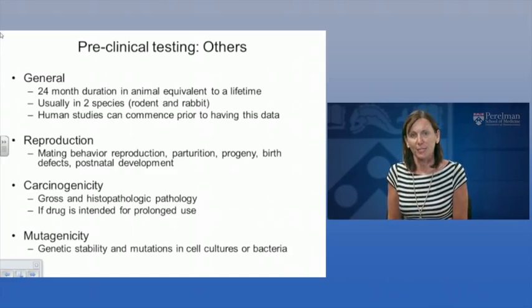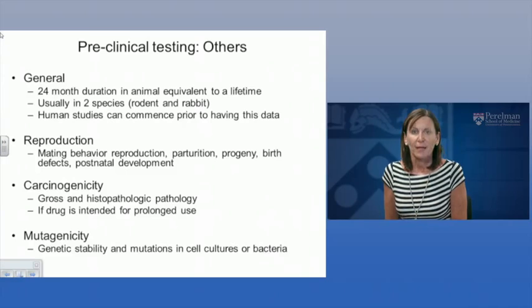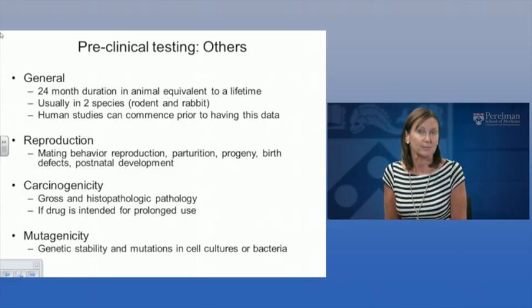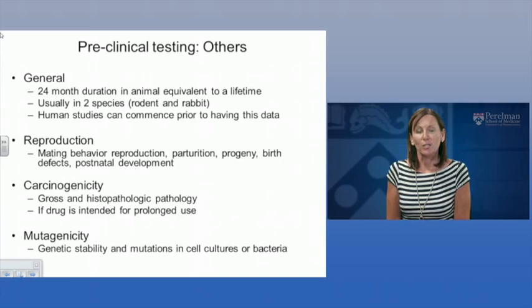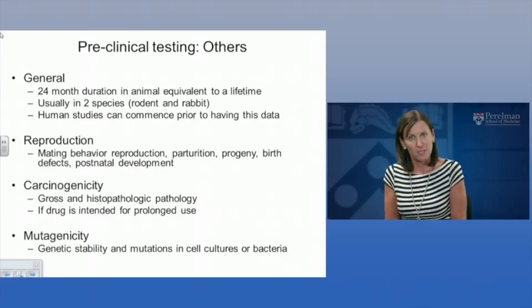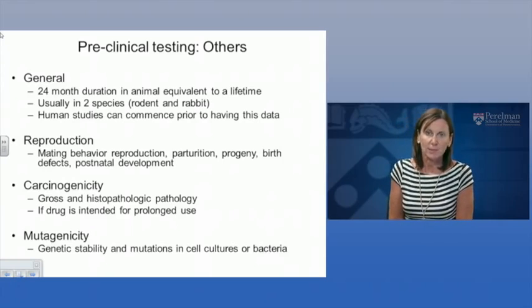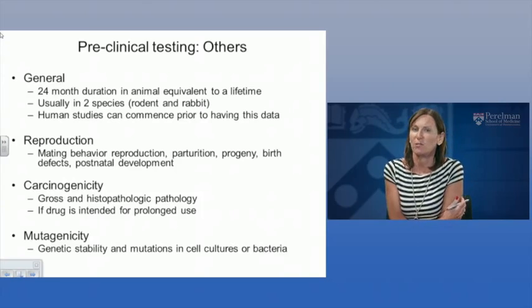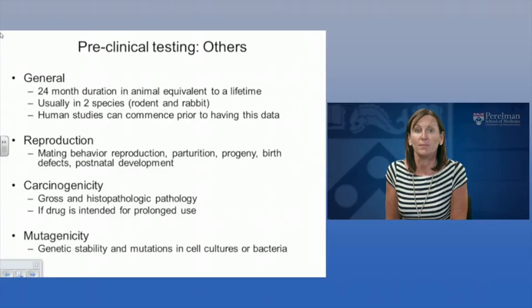In general, the other preclinical testing is typically 24 months in nature, and this is considered to be equivalent to a lifetime in an animal, which is a somewhat surprising equivalence to draw. It's also usually done in 2 species, a rodent and a larger animal. In this example, it's a rabbit. However, some studies might actually involve a primate, such as a baboon. Human studies can also commence prior to having these data.